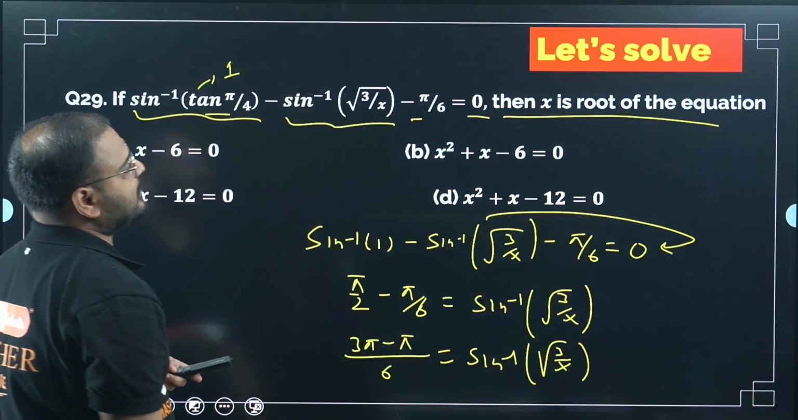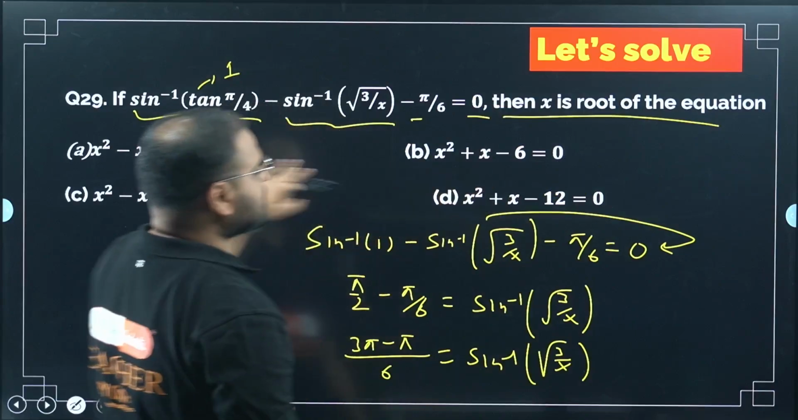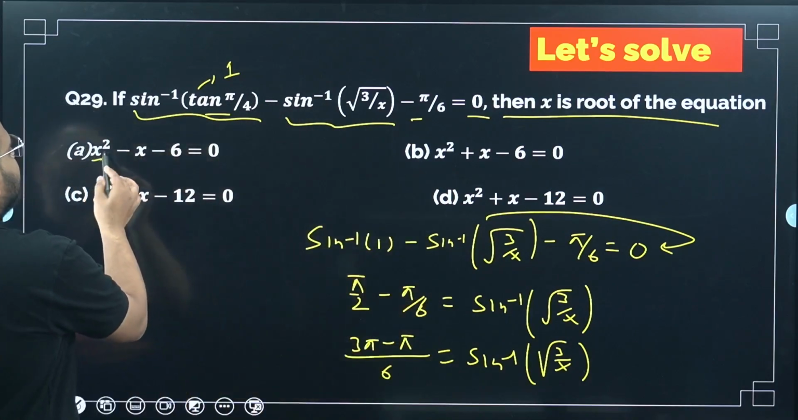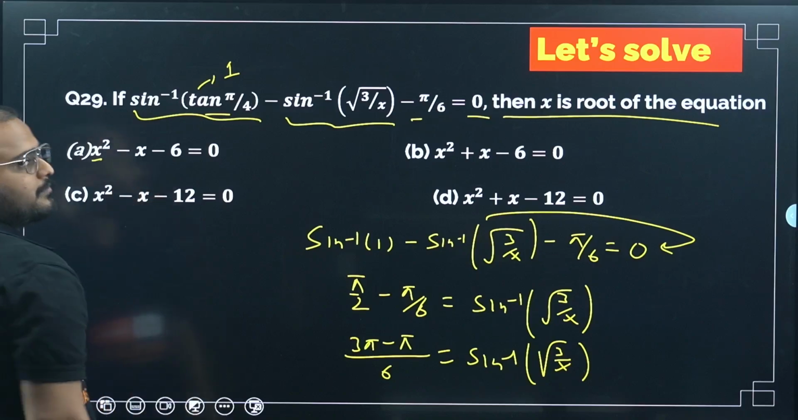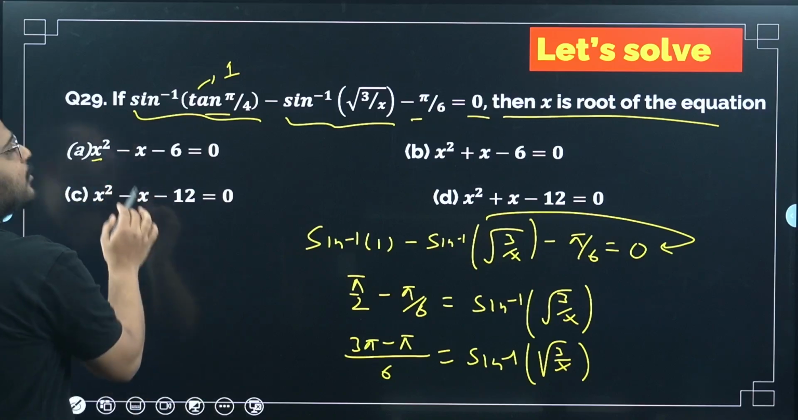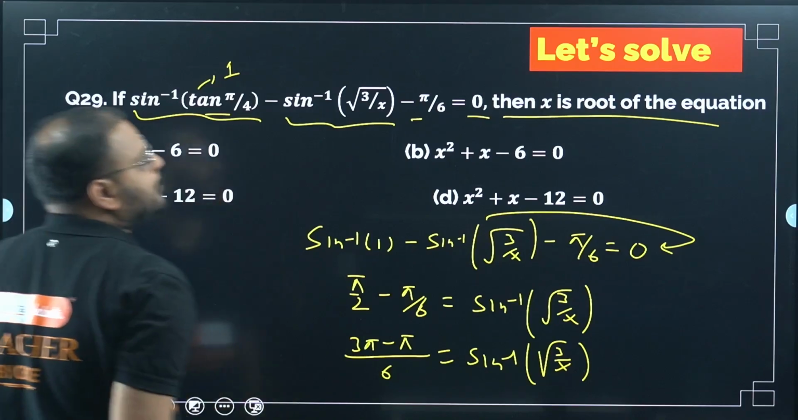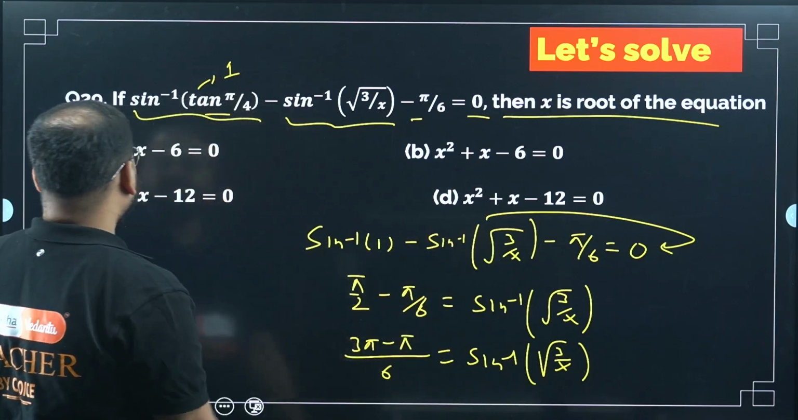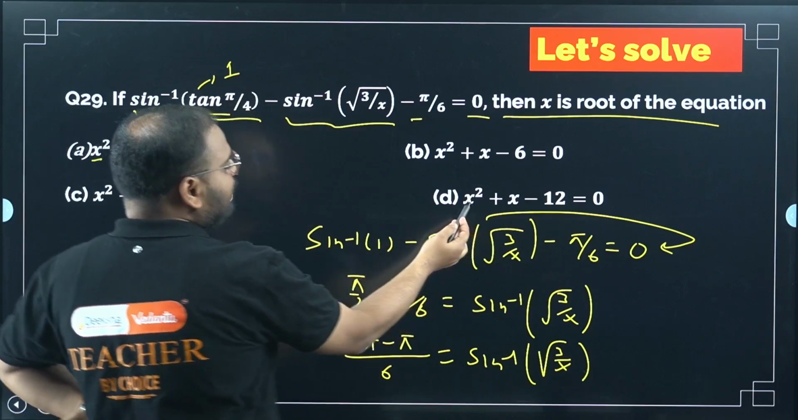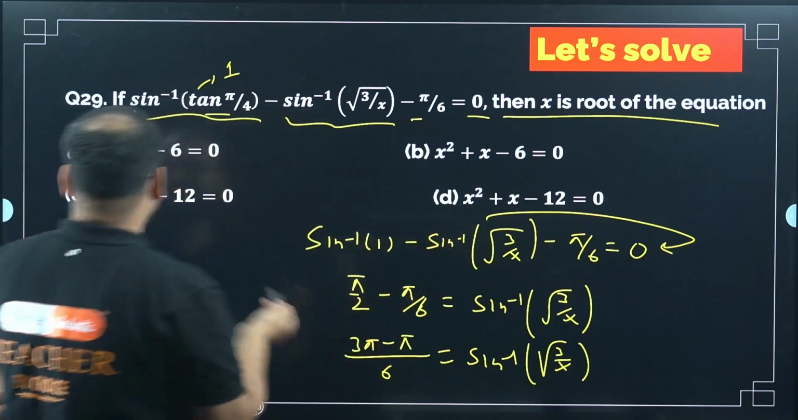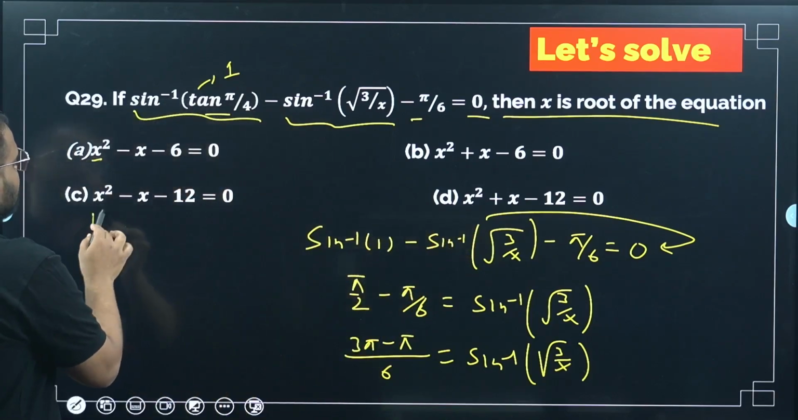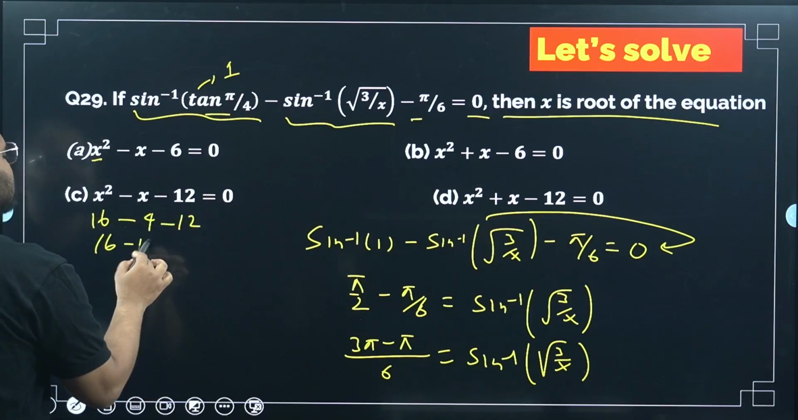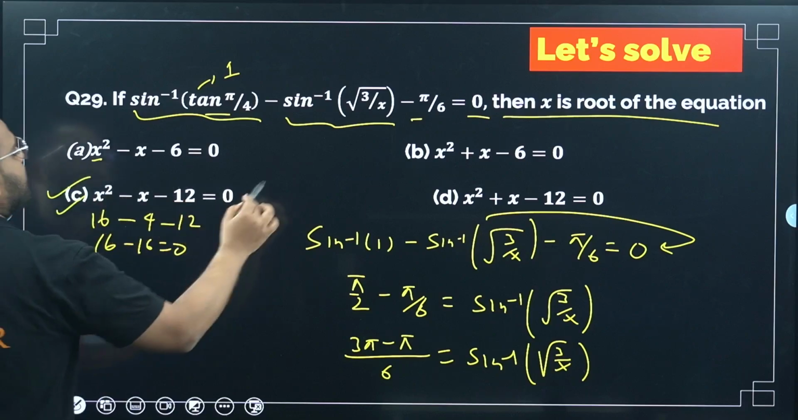Now please cross check. They are asking us to find which of these quadratic equations will have 4 as a root. Please check here. 4 square is 16 minus 4 is 12. 12 minus 6 will not be equal to 0. 4 square again will not be equal to 0. Here, 4 square will be 16 minus 4 minus 12, so 16 minus 16 will be 0. So option C is correct.